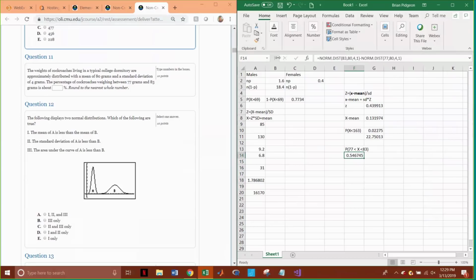But it wants it rounded to the nearest whole number, and if you look at the problem, it wants the percent. So what we need to do first is convert this number to a percent by multiplying by 100, and then rounding this to the nearest whole number of 55.